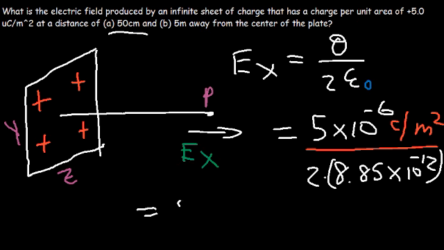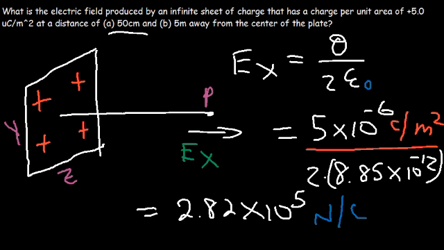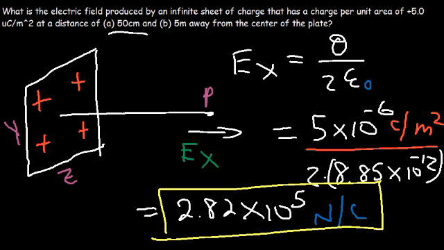So I got 2.82 times 10 to the 5th power newtons per coulomb. So that is the electric field produced at some point P. Notice that for this equation, we didn't have to plug in the 50 centimeters or the 5 meters. The electric field is independent of the distance between the plate and point P.